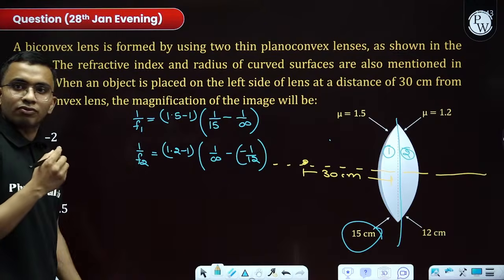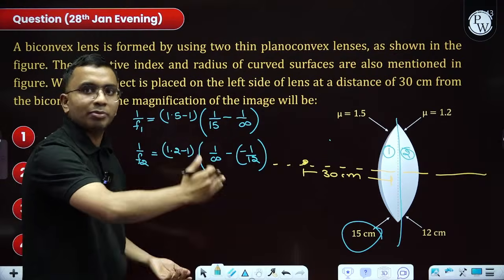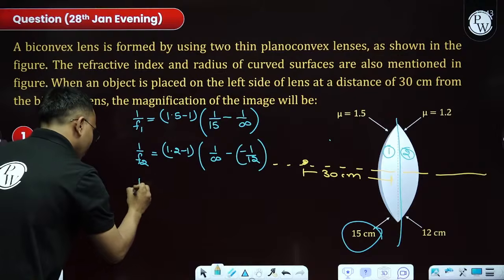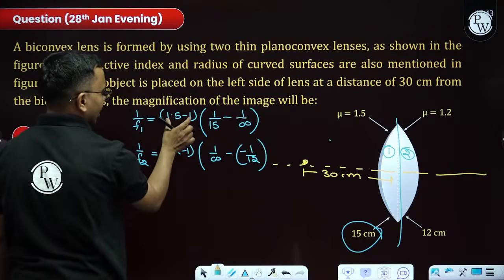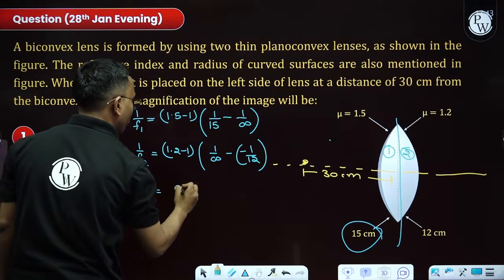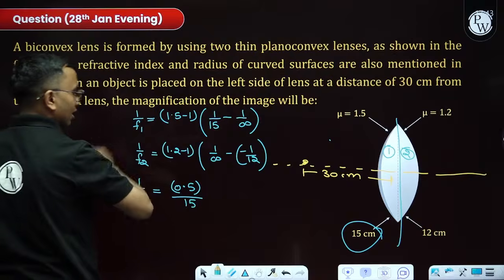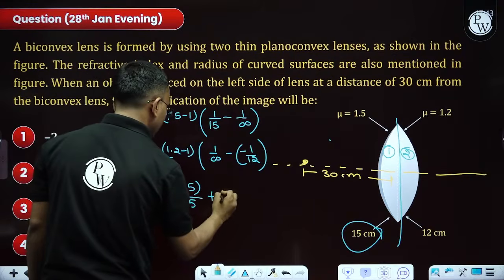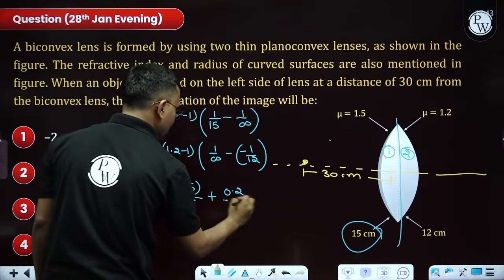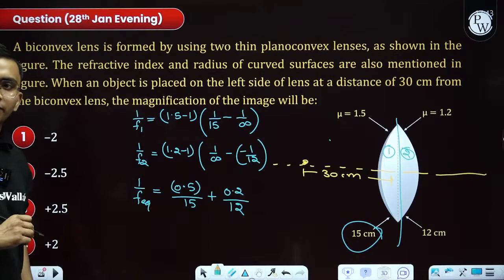I need the total focal length. Total power is equal to P1 plus P2. So 1 by F equivalent will be 1 by F1 plus 1 by F2. So 1 by F equivalent is equal to 1 by F1, here it is 0.5 divided by 15. This is my 1 by f1 part. 1 by f2 will be 0.2 divided by 12. I got my equivalent focal length.